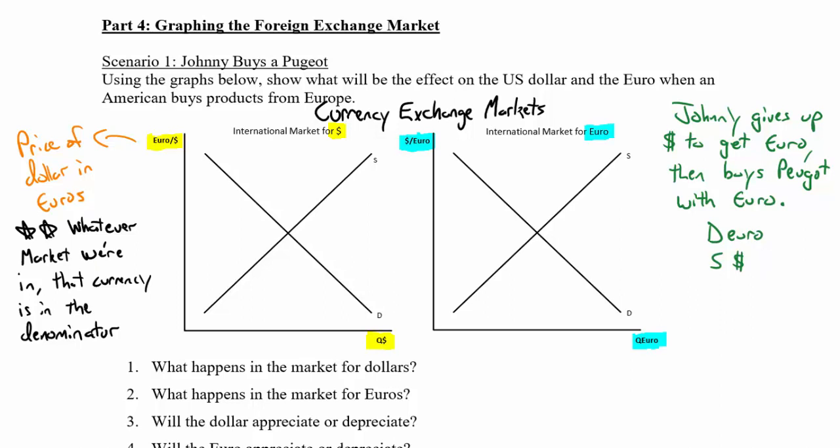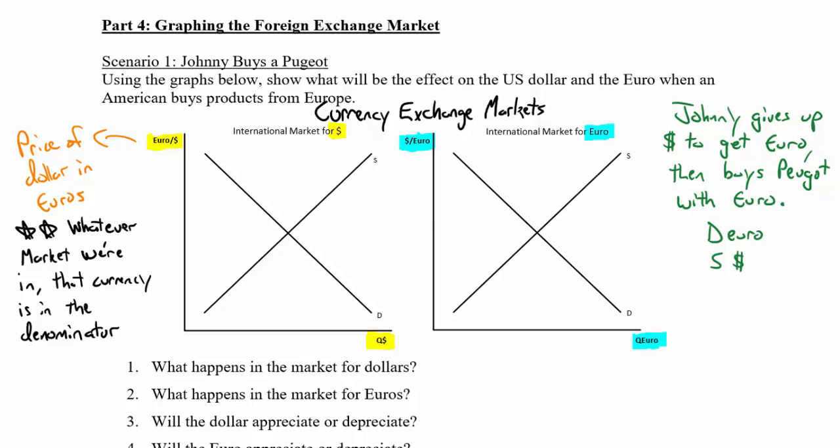I've done a little bit of work ahead of time to highlight some of the differences between these two graphs. When we're graphing the currency exchange market, we're going to have two supply and demand graphs right next to each other. In this case, we're going to be showing what happens to the value of the dollar and what happens to the value of the euro when one is traded for the other.